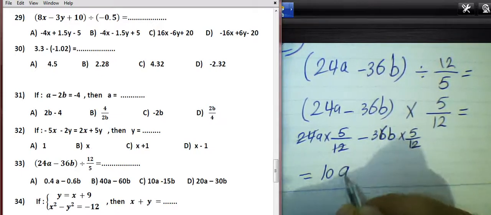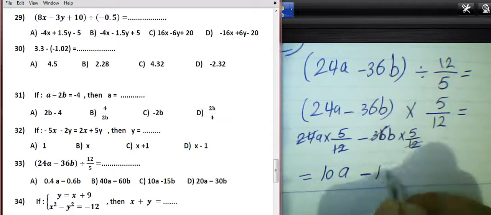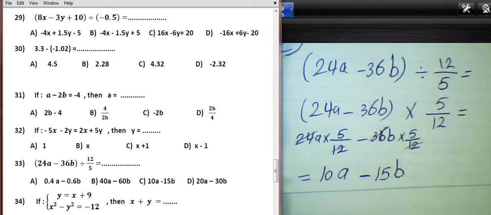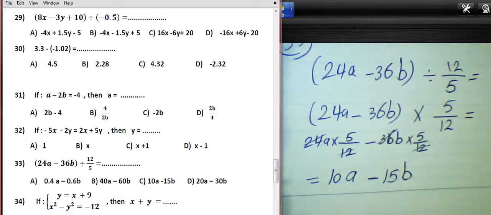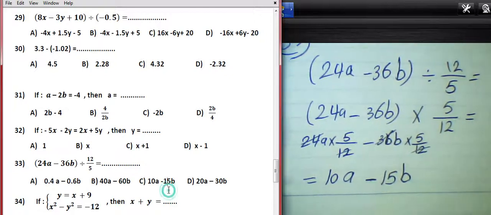So the result will be 10a subtract 36 divided by 12 equal 3. 3 times 5 equal 15, and write b behind it. Then the result will be 10a subtract 15b. We must choose letter C for question 33.